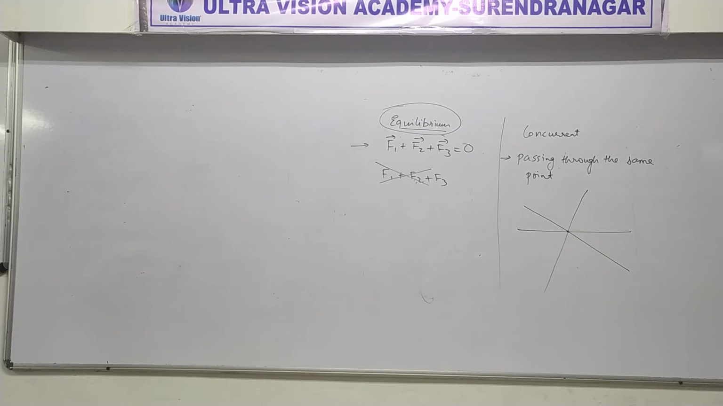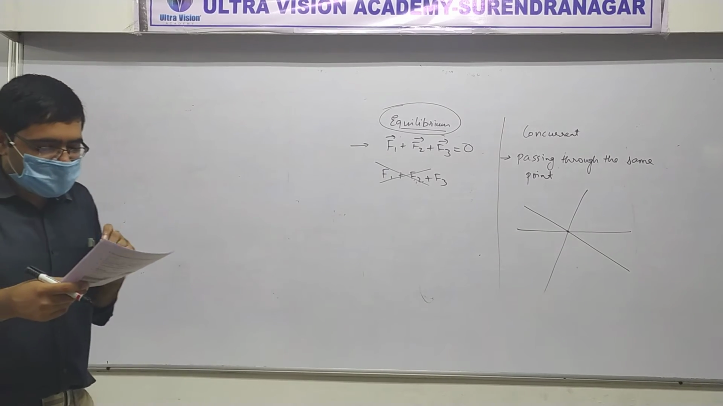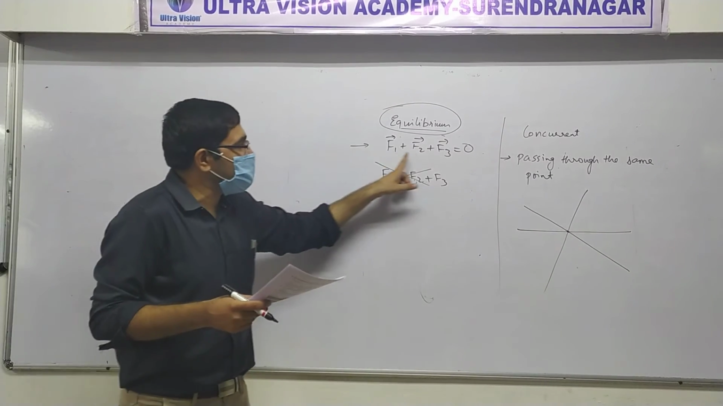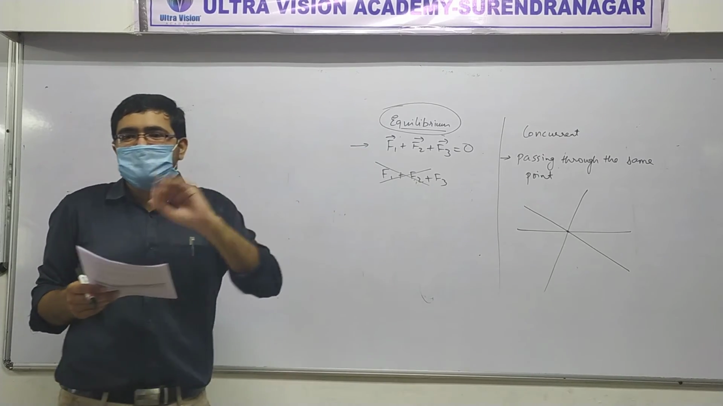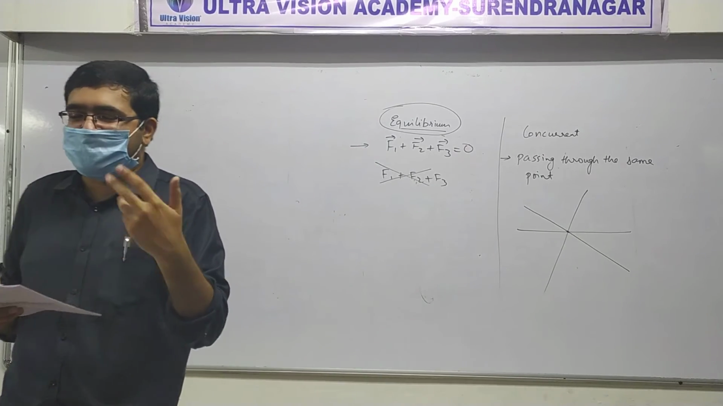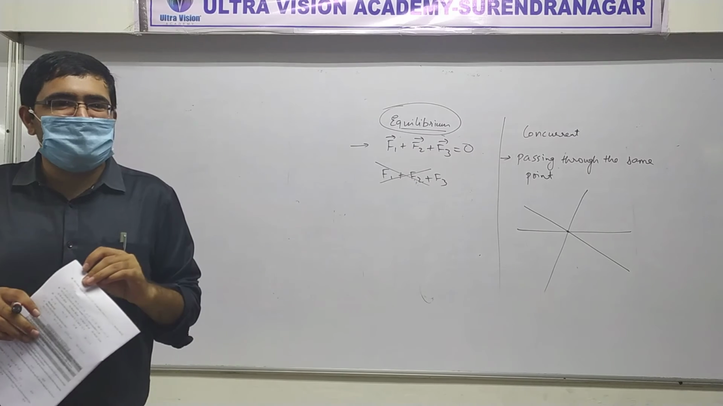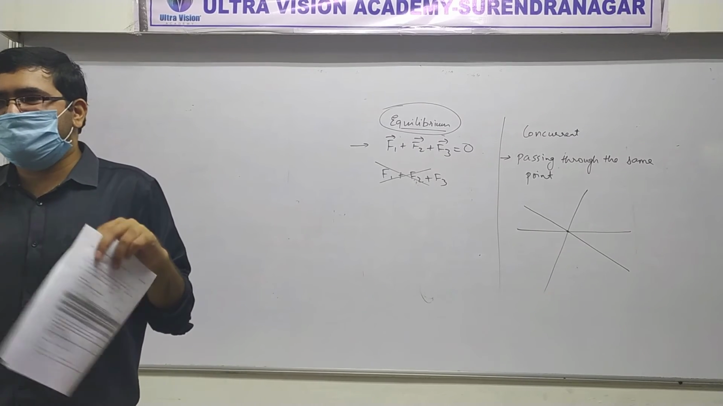So now the question is, which of the following sets of concurrent forces may be in equilibrium? Means their total should be zero. You are adding three forces. What method do we have to add more than two vectors? How can we add more than two vectors?